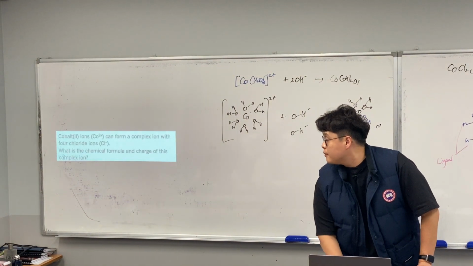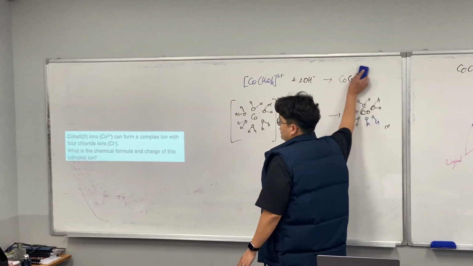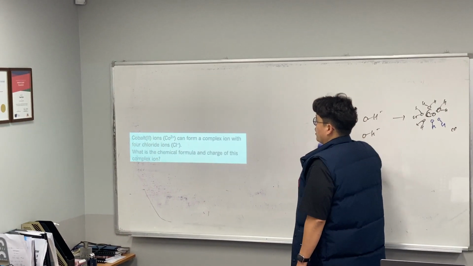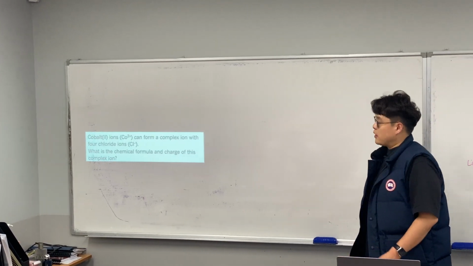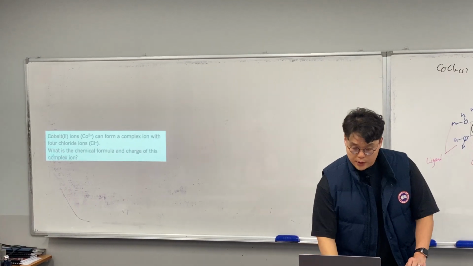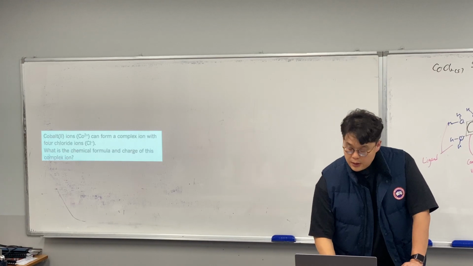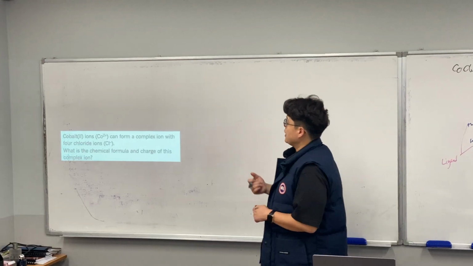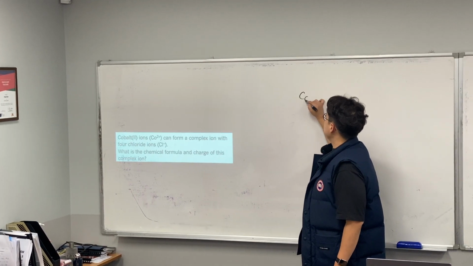Looks like this. Cobalt 2+ ions can form complex ions with 4 chloride ions. So what is the chemical formula and the charge of this complex ion? This is something that you will get a lot of times. So how do we do this? We've got to determine which is your ligand and which is your central ion. So the central ion is the cobalt 2+ ion inside. So let's draw that. We have a cobalt inside, 2+.